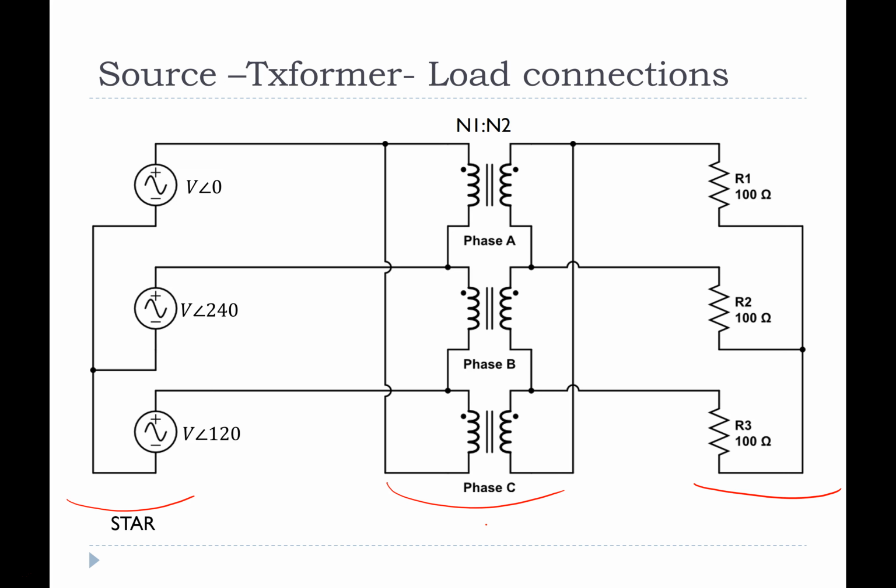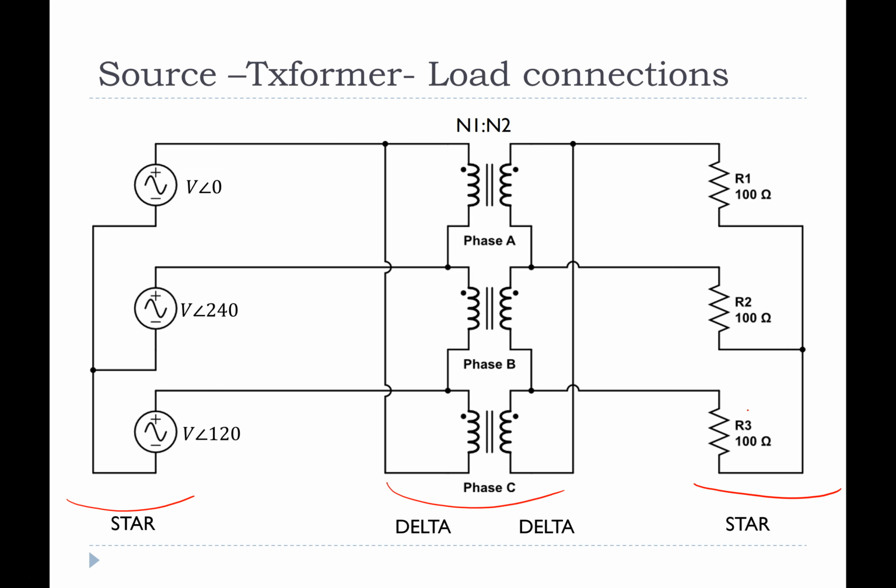So if you did that, we could see here that this goes from positive to negative, so it should be a delta. And on this side again, positive to negative, so we should have a delta. And then on the load side, all the negatives tied together, so it's a star. Star, delta, delta, star.